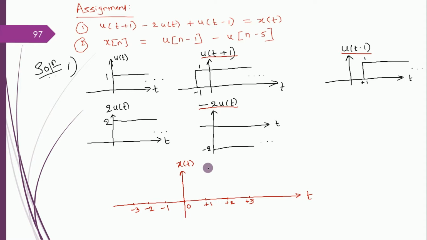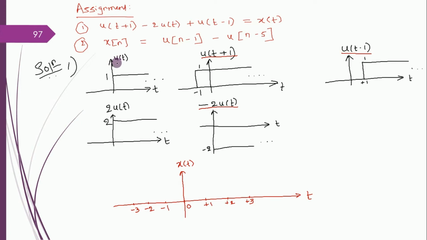to you in the previous session. There were two assignments given to you. The first being the combination of the sum of shifted unit step functions, and the second being the same thing in discrete time. The continuous time function, the first problem goes like this: u(t+1) - 2u(t) + u(t-1) = x(t). So the sum of these three signals will get me x(t). Now we shall check how to generate the x(t) signal.